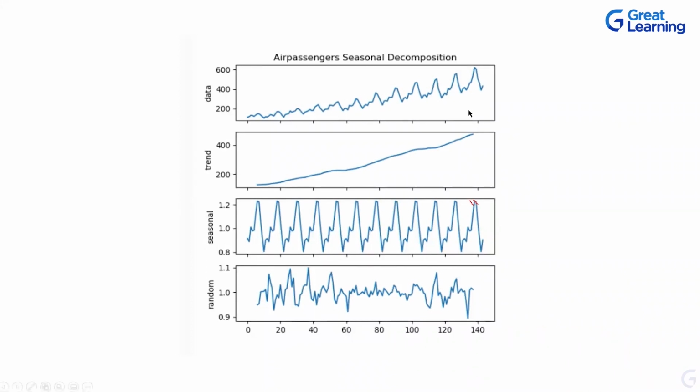This is the air passengers data, and this is the original data. The top of the chart is basically the original data. We can see there is a strong trend plus very strong seasonality as well, and the seasonality keeps increasing over time.